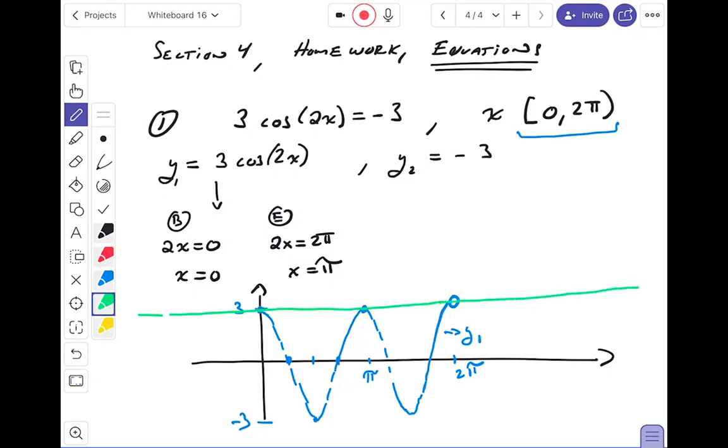The question is, how many times did it hit the curve? So this is how many solutions are there? If I look at it, there's one here. It hit there, and it hit here. So I'm going to claim there's 2 solutions to the problem. All right, let me write that down for you. So there's 2 solutions.